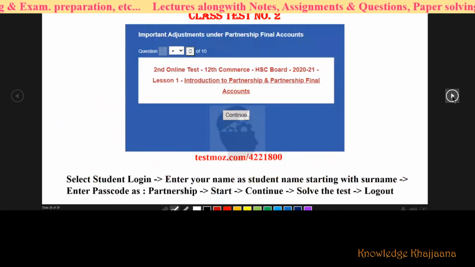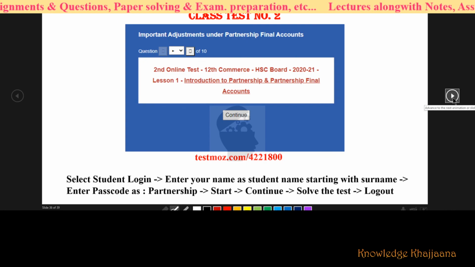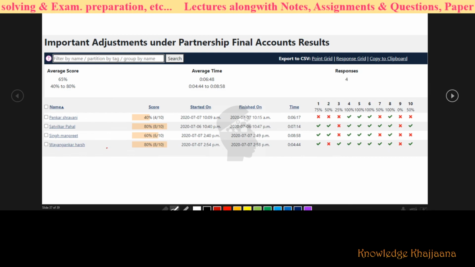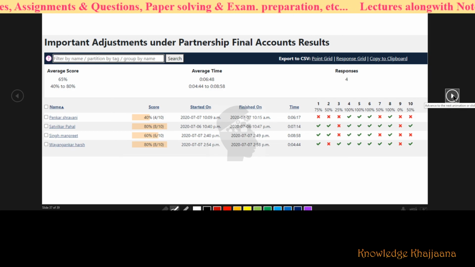This was the quiz which I had given in my last lecture, on important adjustments under partnership final account. It was designed to test the concepts. Very few students have solved it. Shravani, Manpreet Singh and Harsh Vengankar solved it, and Harsh got the maximum marks, 80%. Only two answers are wrong. Very good Harsh. Shravani, you also have to study hard.